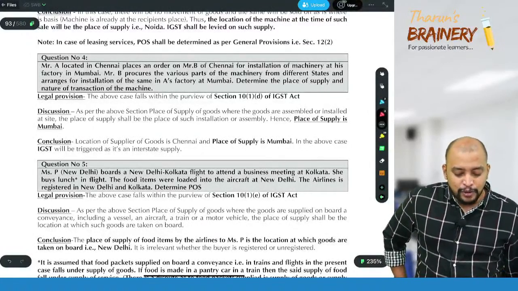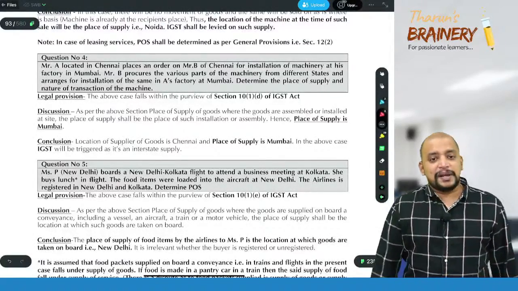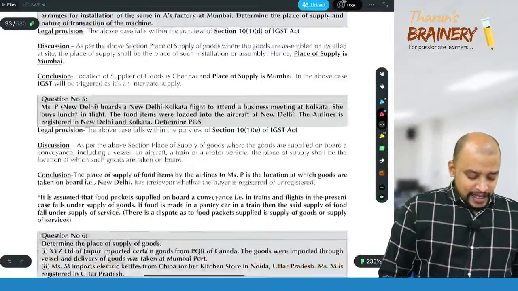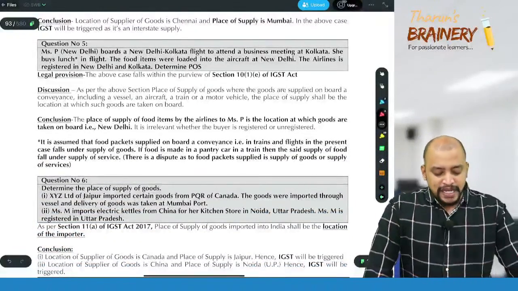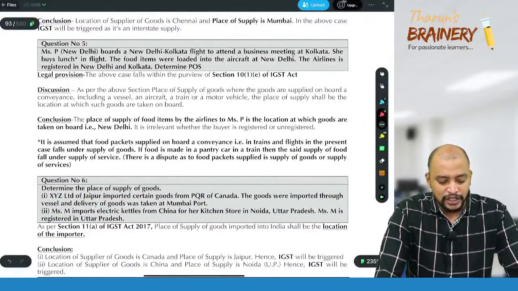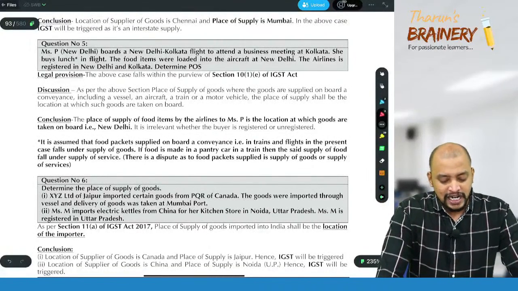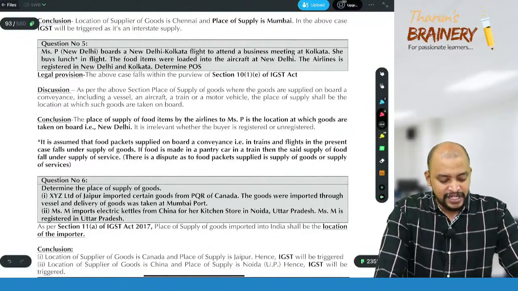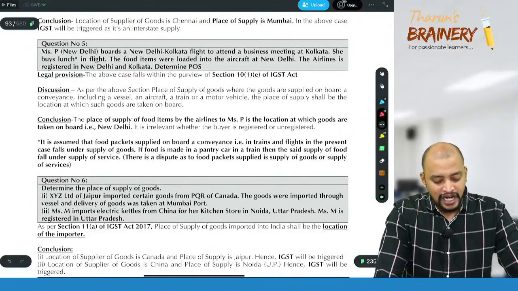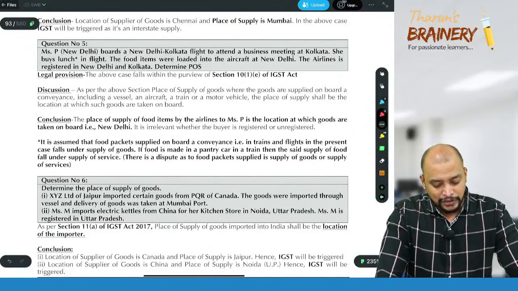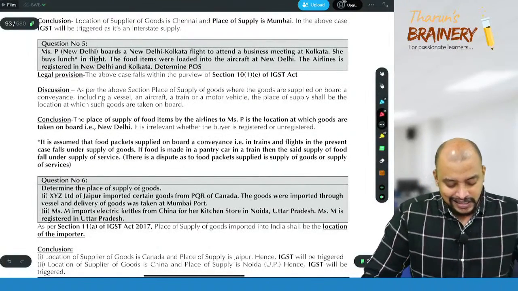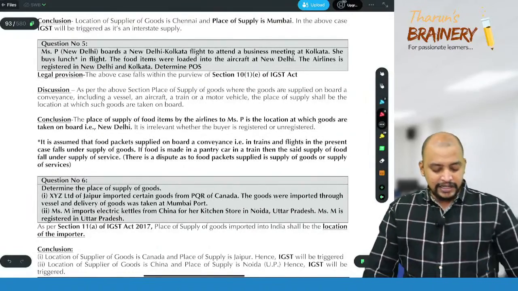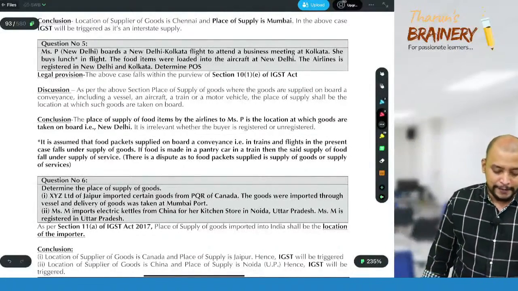So factory in Mumbai, so that will be taken as the place of supply, simple. Then number 5, Miss P, New Delhi boards a New Delhi Kolkata flight to attend a business meeting at Kolkata. She buys lunch in the flight. The food items were loaded into the aircraft at New Delhi. The airlines is registered in New Delhi and Kolkata. Determine the place of supply.